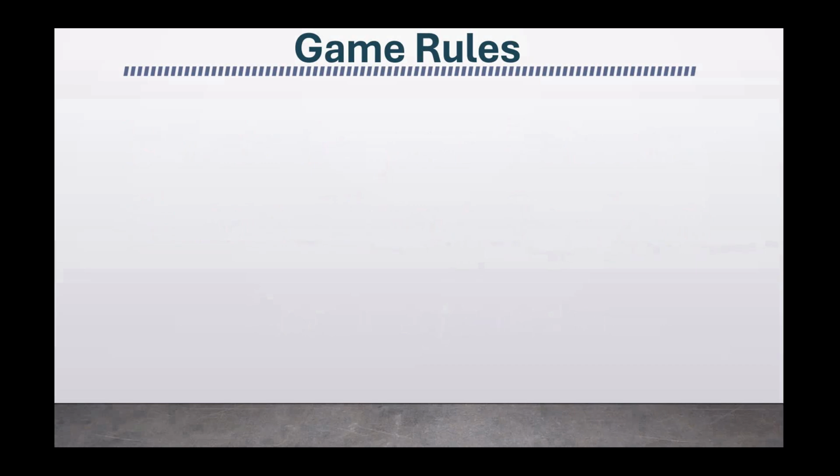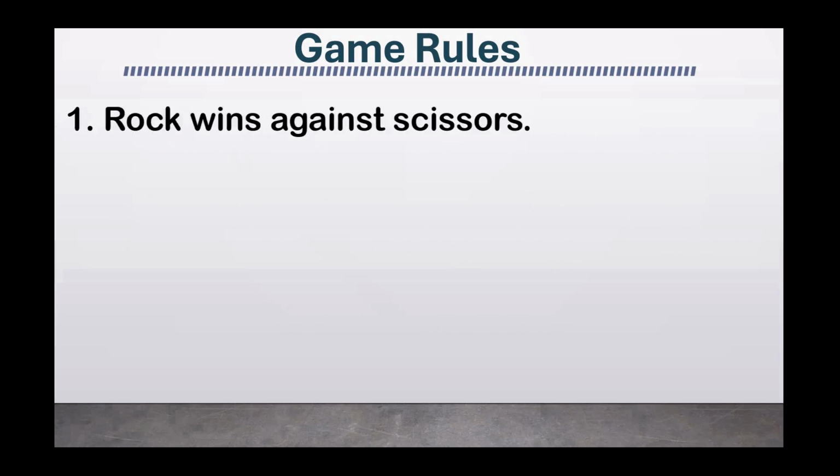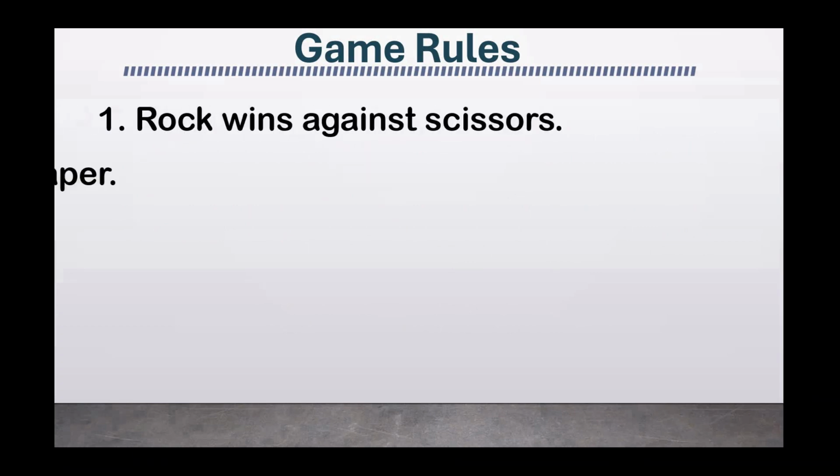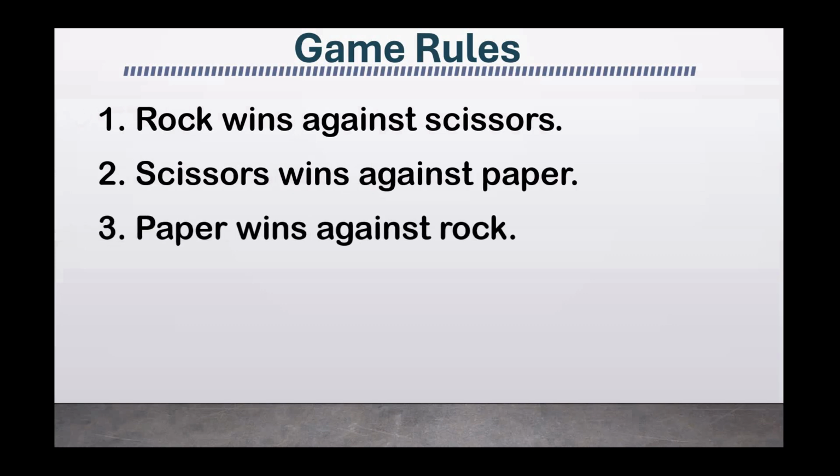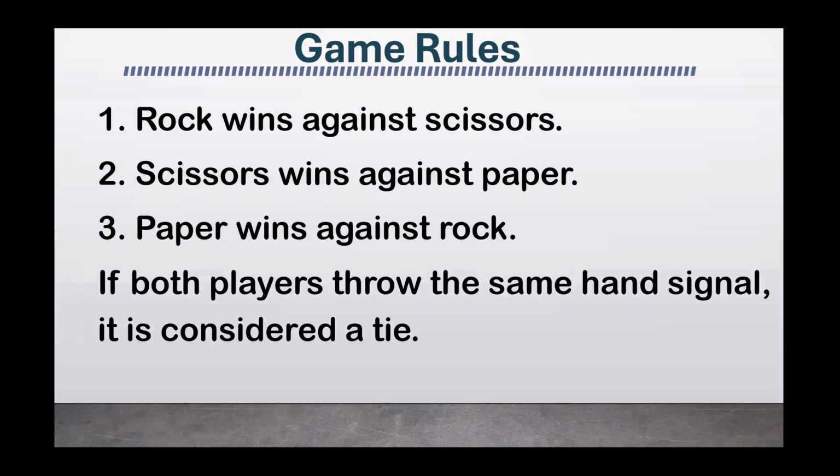Both the players deliver hand signals representing rock, paper or scissors. So rock wins against the scissors, scissors wins against paper and paper wins against rock. If both the players throw the same hand signal, it is considered as a tie. So in our game, there will be 5 rounds. The first one to score the highest points in the 5 rounds will be the winner of the game.